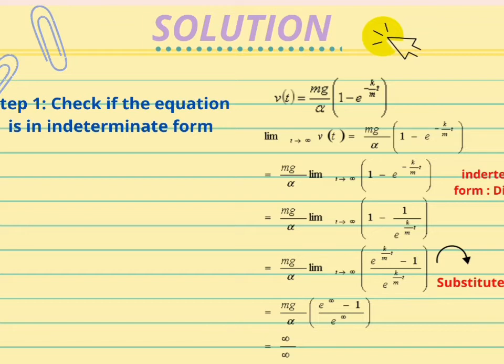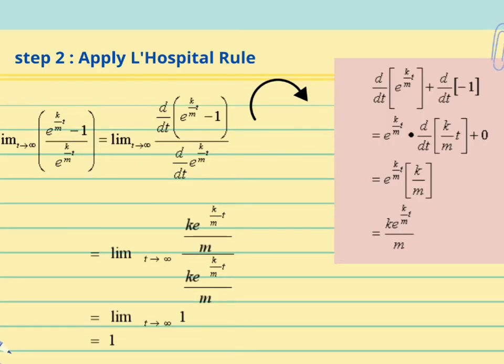Next, substitute the infinity value into the t terms. This will give us infinity over infinity as an answer. Since we get infinity over infinity, we need to apply L'Hopital's rule. In this L'Hopital's rule, we need to find the derivative of exponent raised to the power k over m times t minus 1, divided by the derivative of exponent raised to the power k over m times t.